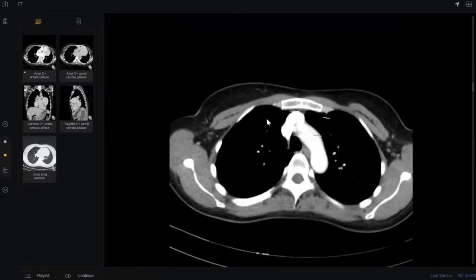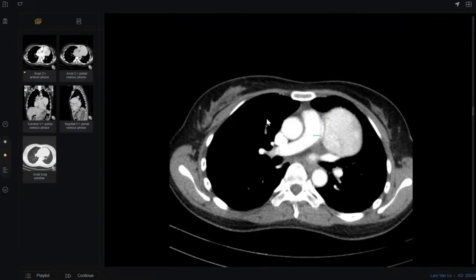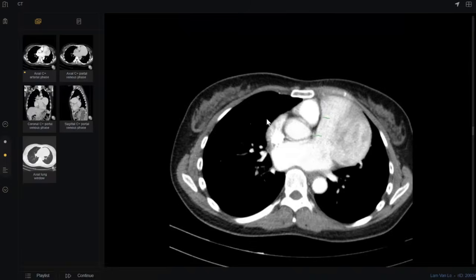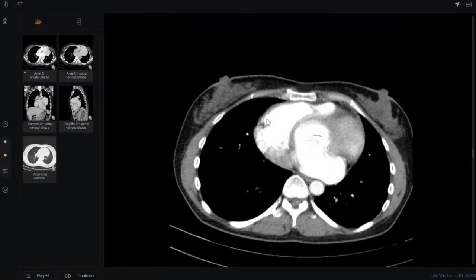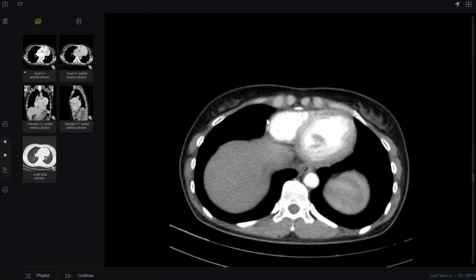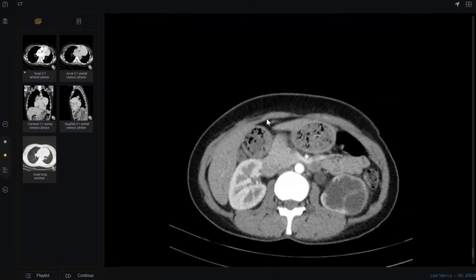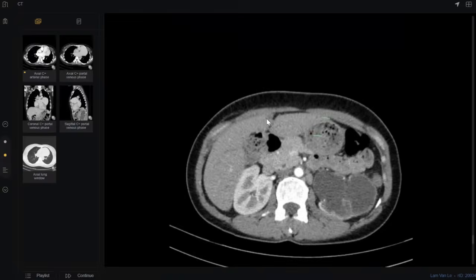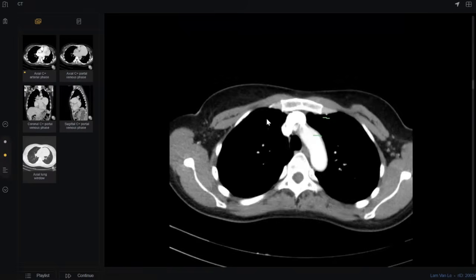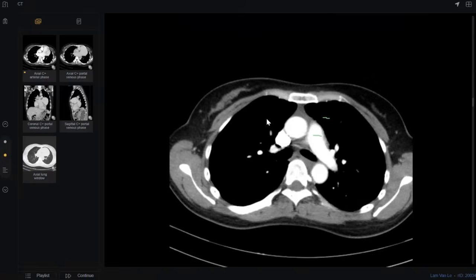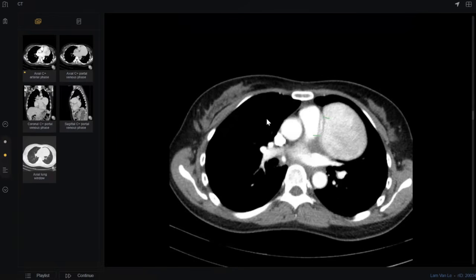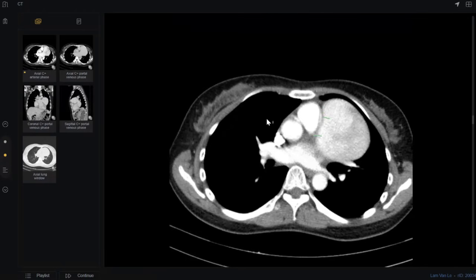So I've been provided with CT axial post contrast in the arterial phase. I'm just going through the images first. Sir, can I see the area of interest? Yeah, so here I can see a well-enhancing mass in the right anterior mediastinum. It is abutting the aortic arch and ascending aorta.